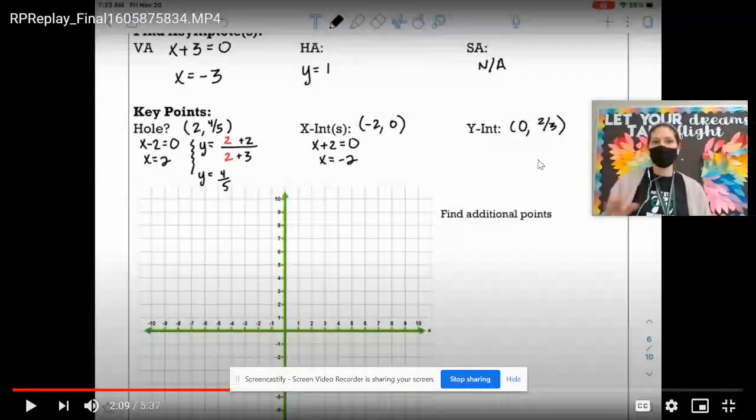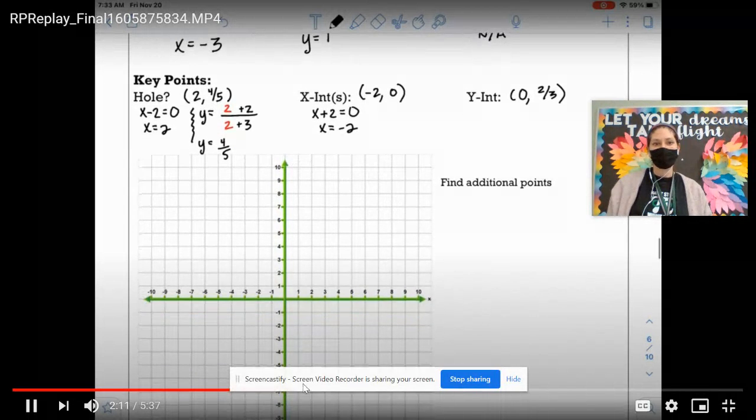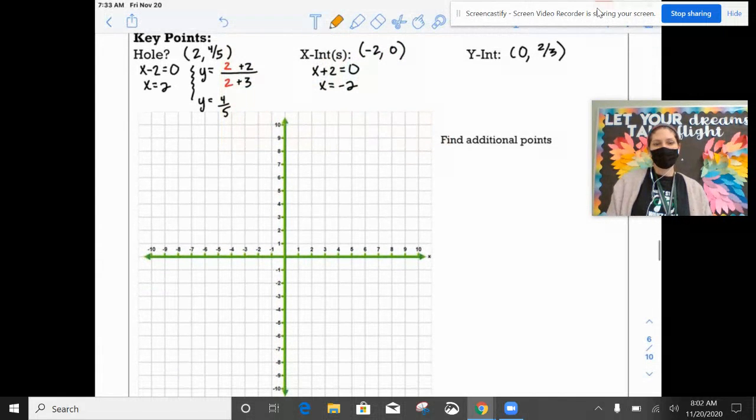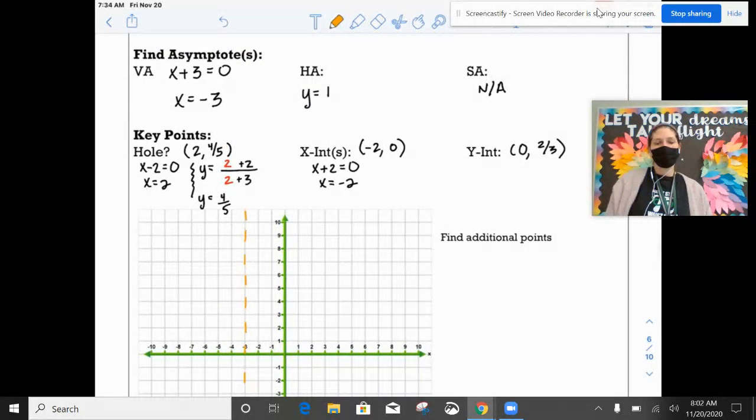So now you've done all this detective work. So now you want to, piece by piece, put it on your graph. So I recommend start with your asymptotes, get those on your graph. So that's what I'm going to do next. So I'm going to put in the vertical asymptote, which is at x equals -3. When you draw your asymptotes, you want to draw them as dashed lines. And then my horizontal asymptote is at y equals 1.